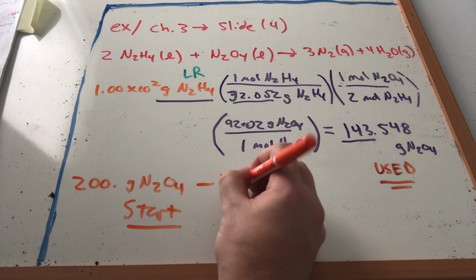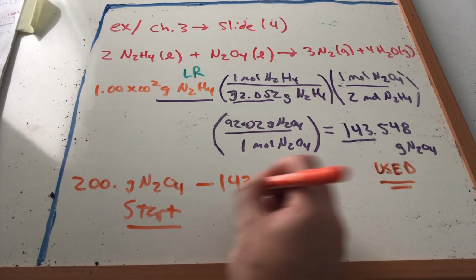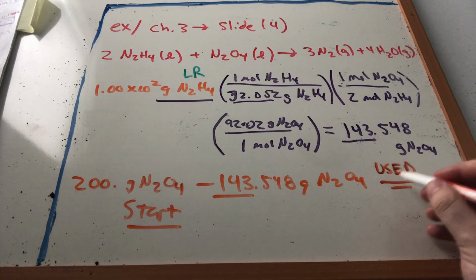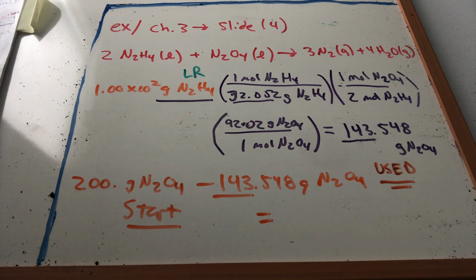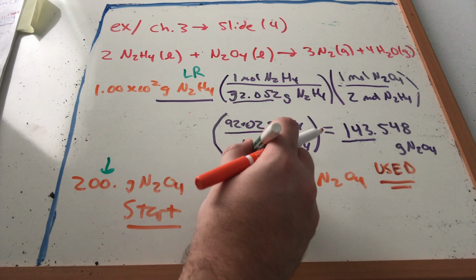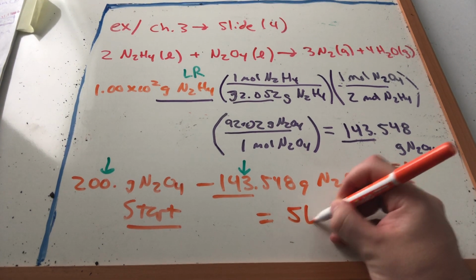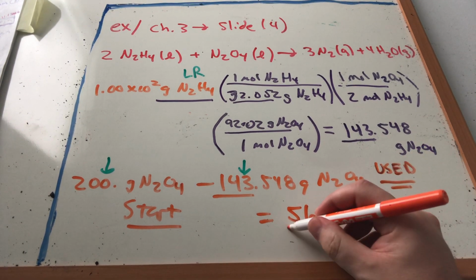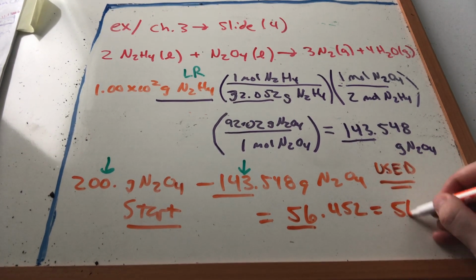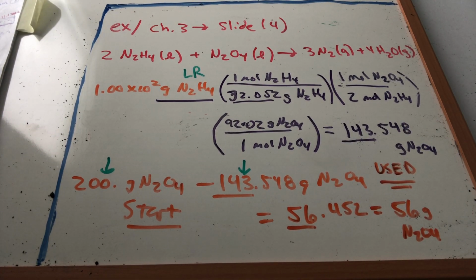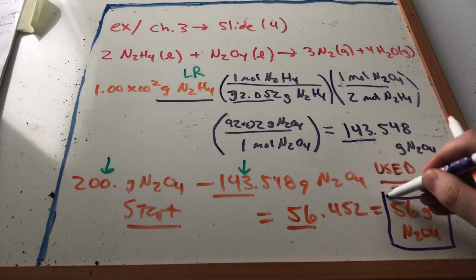I just determined that I have 143.548 grams of N2O4 that have been used. When I take those two values and I subtract them, I pay attention to the subtraction rule for significant figures. This is good to the ones place. This is good to the ones place. So my answer is good to the ones place. My final answer is 56.452. Oh, it's only good to the ones place. Okay, my final answer is 56 grams of N2O4. That's how much is left over at the end.